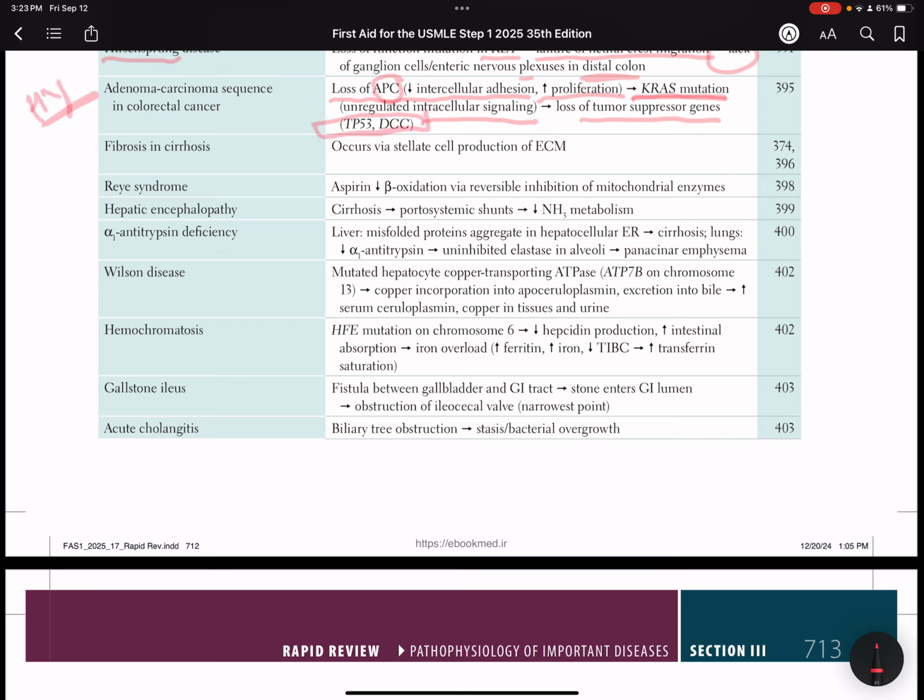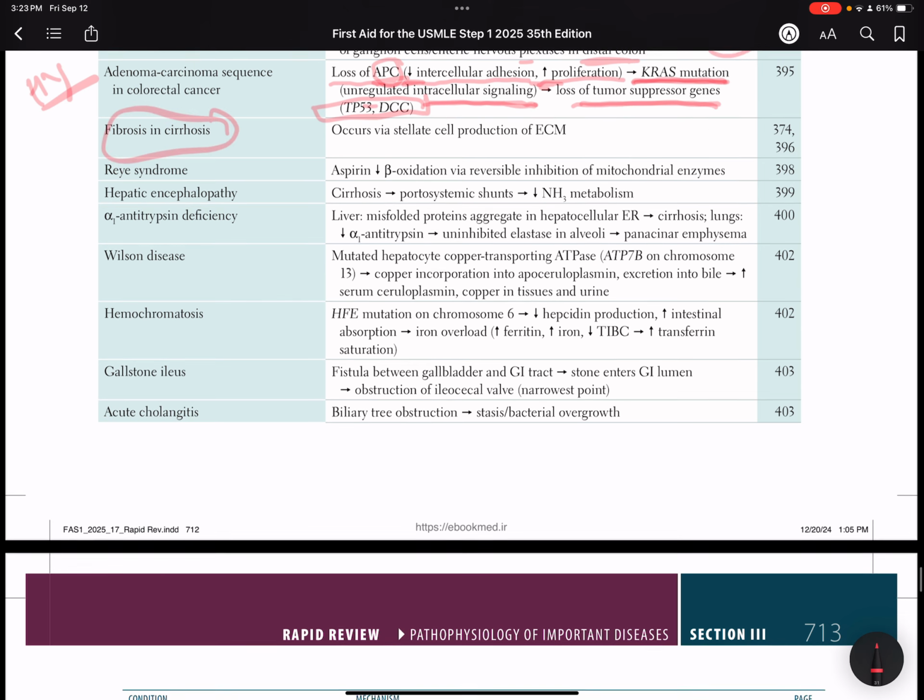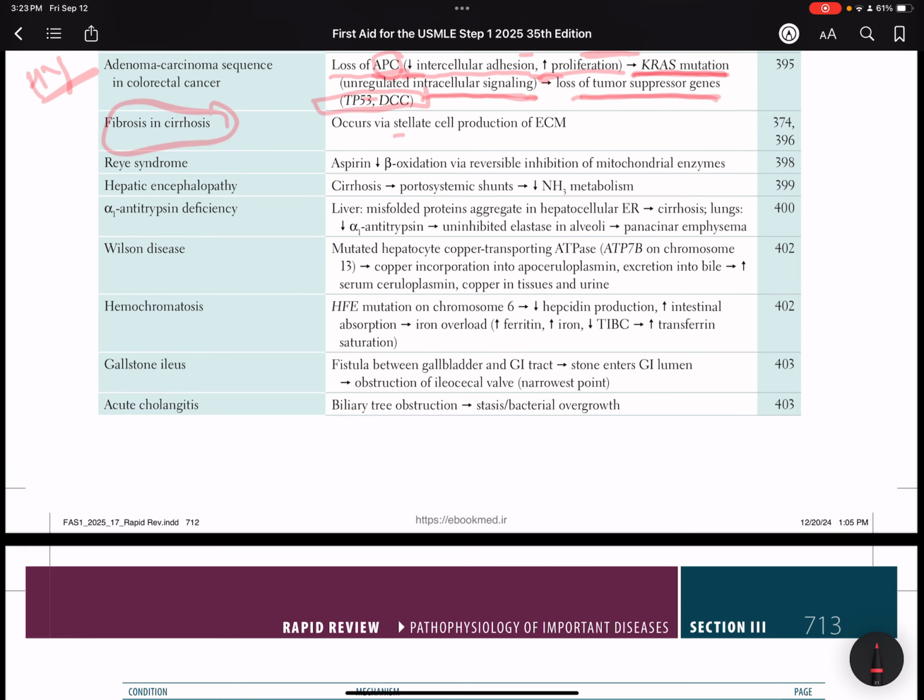Important. High yield. Adenoma carcinoma sequence in colorectal cancer caused by loss of APC, causing decreased intracellular adhesion, increased proliferation, causing KRAS mutation, unregulated intracellular signaling, leading to loss of tumor suppressor gene TP53 and DCC. What causes fibrosis in cirrhosis? This occurs via stellate cell production of ECM.